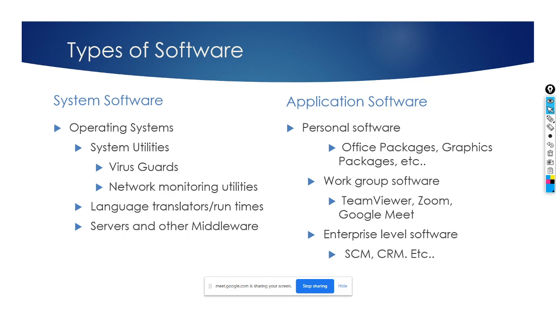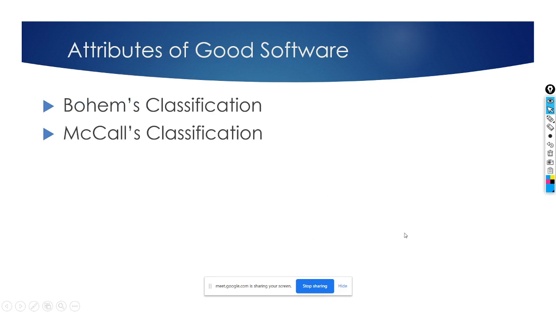Right. So let's look at the types of software. We have system software and application software, right? System software involves operating systems, system utilities, language translators, servers, etc. Application software involves personal software, workgroup software, enterprise software, etc. I'm not going to go into details on that.